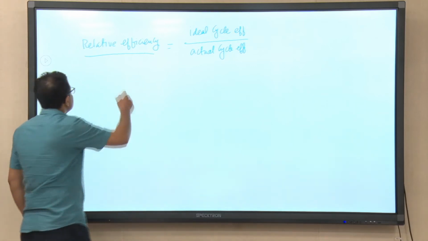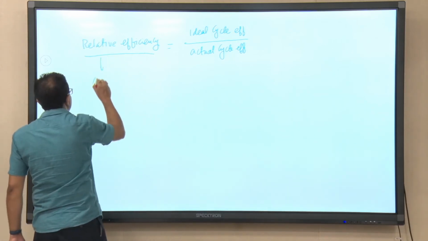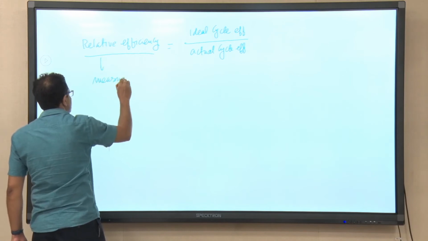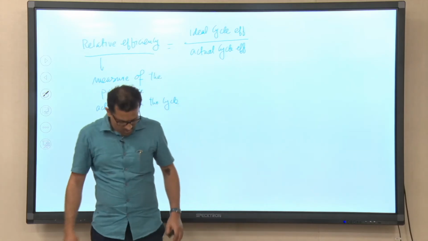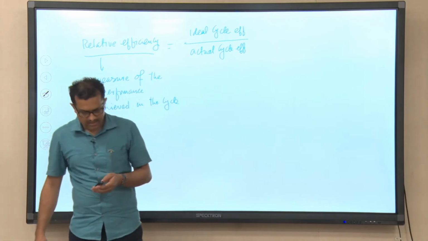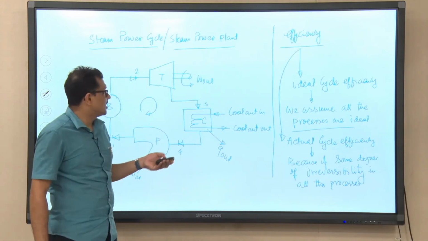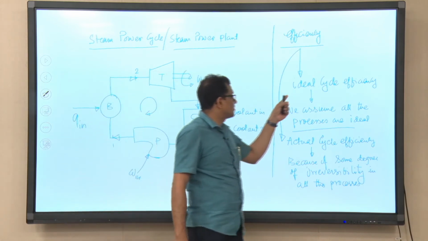Okay. So, basically this relative efficiency is a measure of the performance achieved in the cycle, right. Okay. So, you should know these two efficiencies. Now, what I need to discuss is that in the previous slide, we discussed the ideal cycle efficiency.